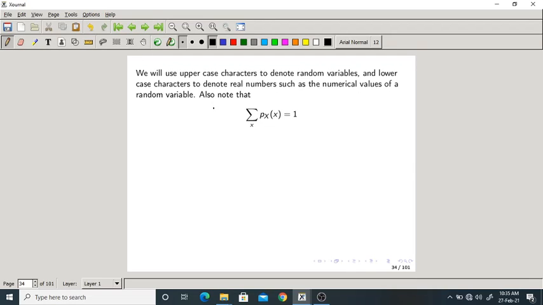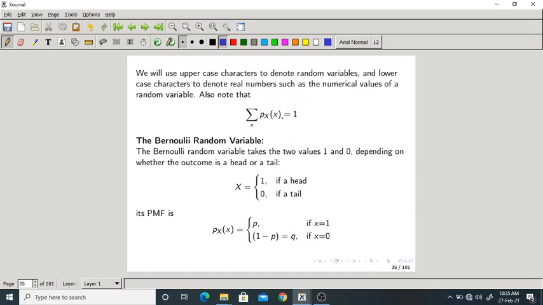Next, this is a notation. We will use an uppercase character to denote the random variable and a lowercase character to denote the real numbers, such as the numerical value of a random variable. Also note that the sum of all PMFs should be equal to 1. This is also very, very important. Now let us see various types of random variables.